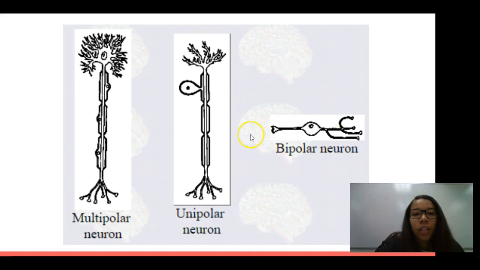Okay, I'm back. So just a quick review, unipolar, here's your cell body. You have one process, one thing extending. Bipolar, two processes, you have dendrites and an axon. One dendrite, one axon, I should say. Multipolar, you have one axon and multiple dendrites.